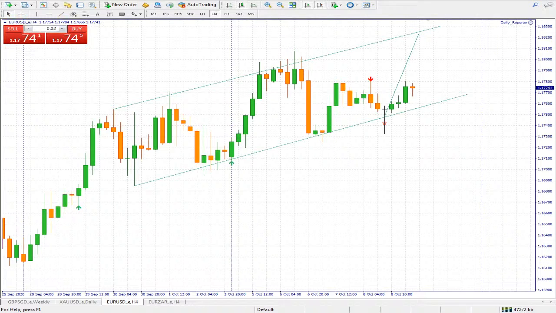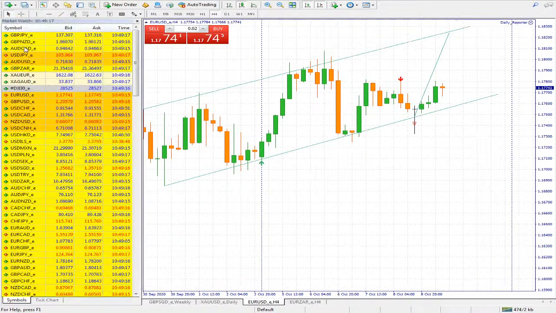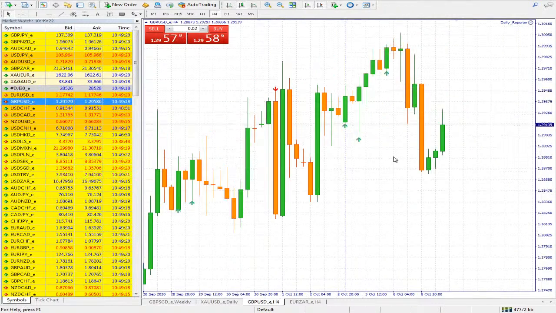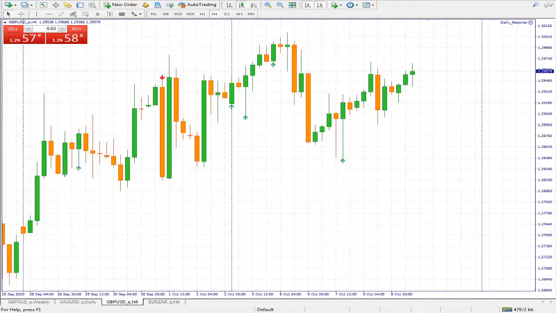So the next chart I want us to look at, Euro USD, sorry, GBP USD. This is how GBP USD looks. It looks like we are upwards. As it is now, it looks like the current chart is upwards. But let's say if it's true that the price may continue the upside.